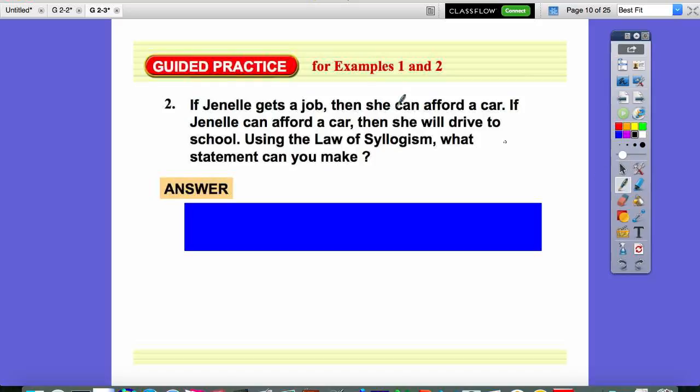If Janelle gets a job, then she can afford a car. If Janelle can afford a car, then she can drive to school. So you'll notice that the conclusion here became the hypothesis in the second statement. So we can take the original hypothesis, if Janelle gets a job, and link it with the final conclusion. Then she will drive to school.